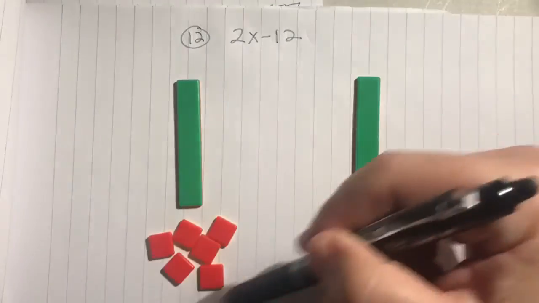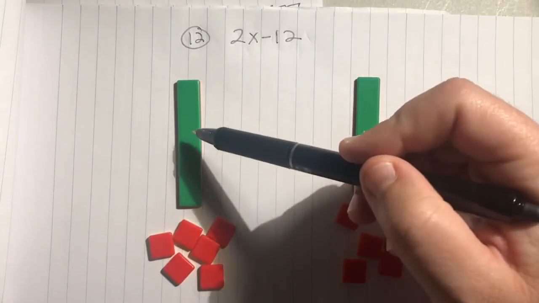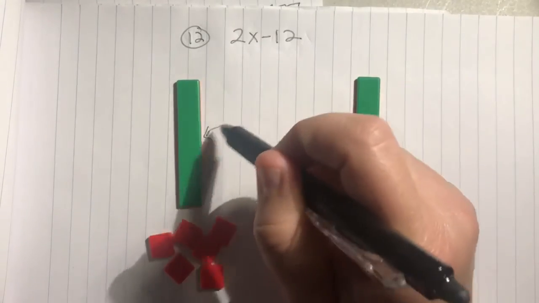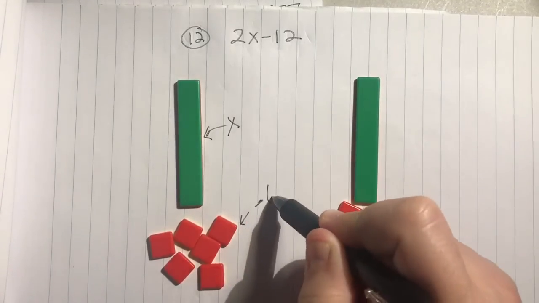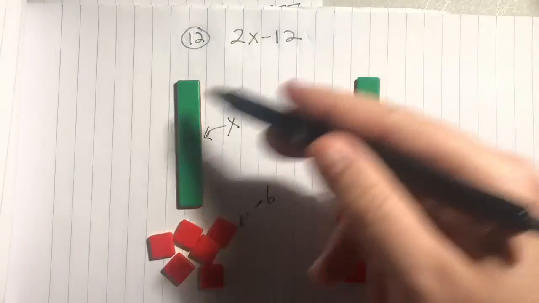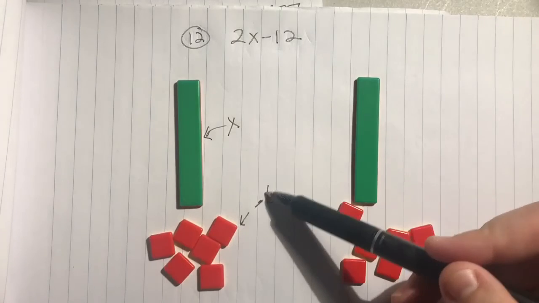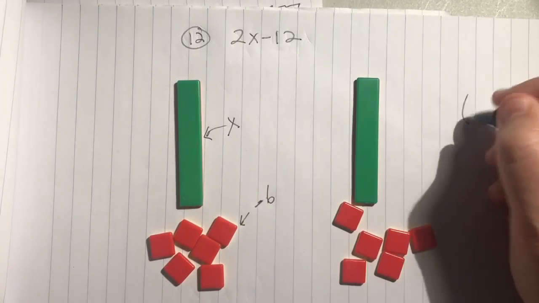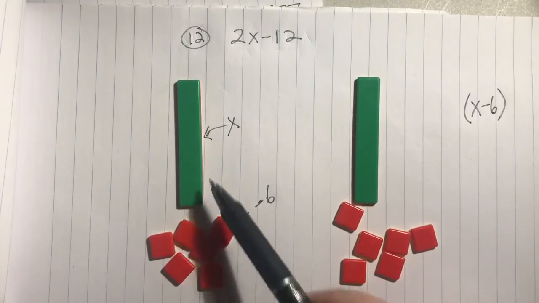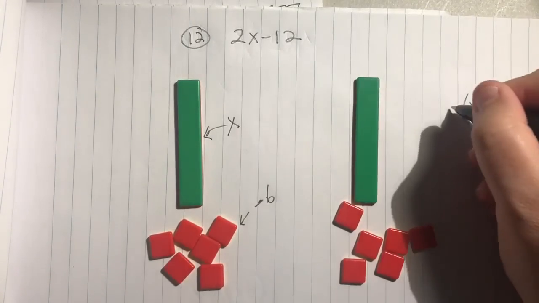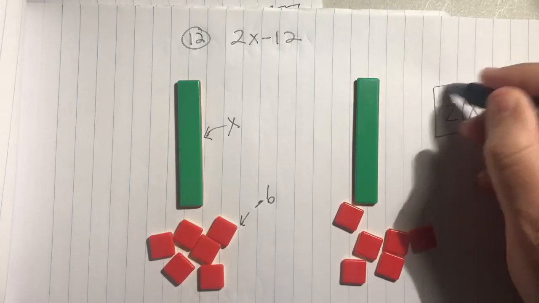So what is this right here? Well, this right here is an x, and this is a negative 6. So I have 2 groups of x minus 6. So both of them are called x minus 6. This is x minus 6, and this is x minus 6. And there's 2 of them. And I'm done.